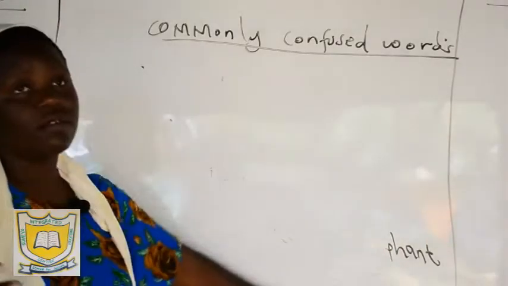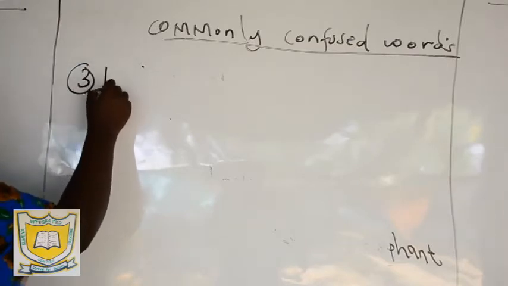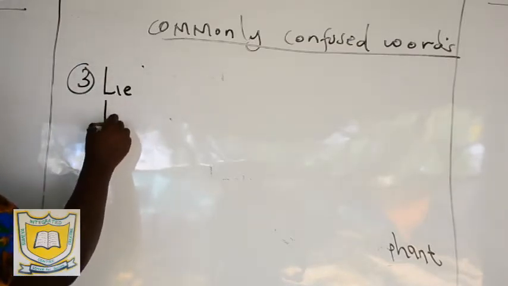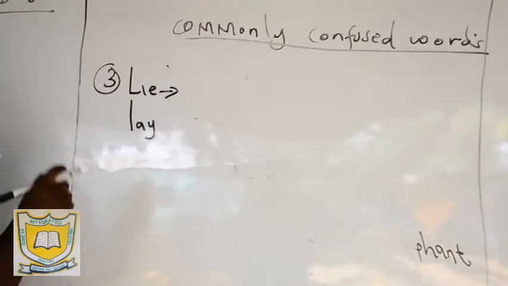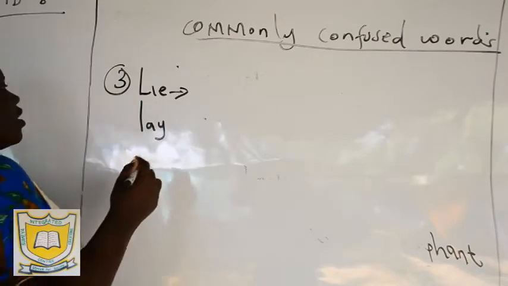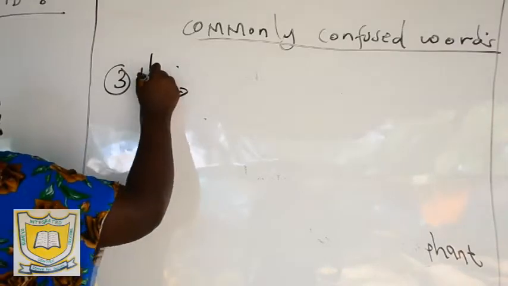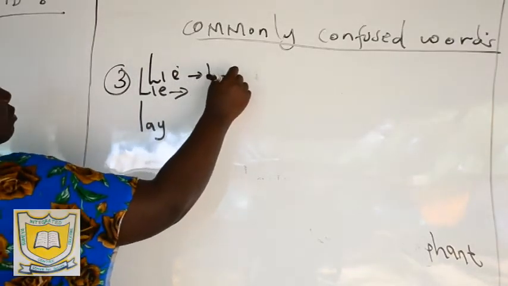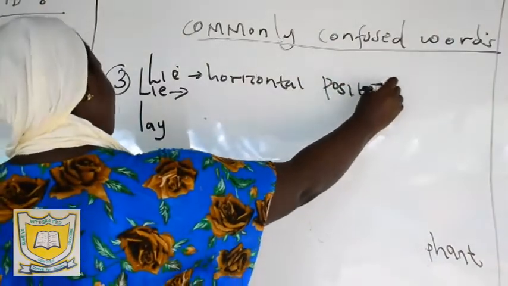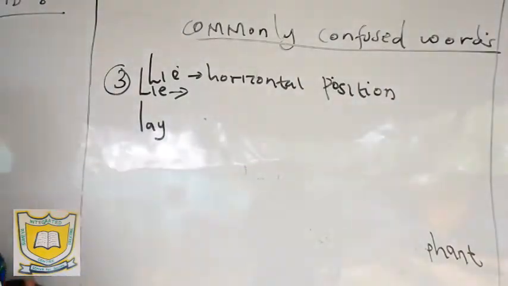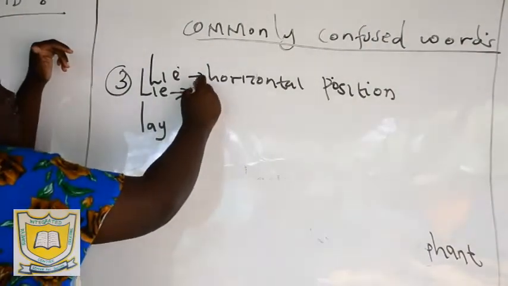In today's lesson, we are going to talk about commonly confused words number 3, which are lie and lay. Lie can be used in two different ways: not saying the truth, or being in a horizontal position. When I talk of a horizontal position, each of you has drawn a graph, with the horizontal and the vertical. And then you have lie, which means not saying the truth.